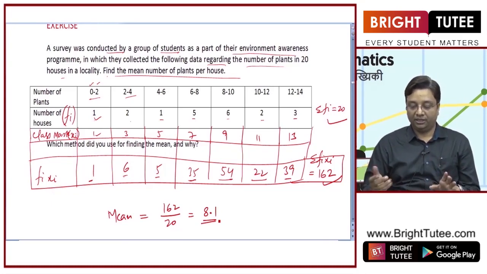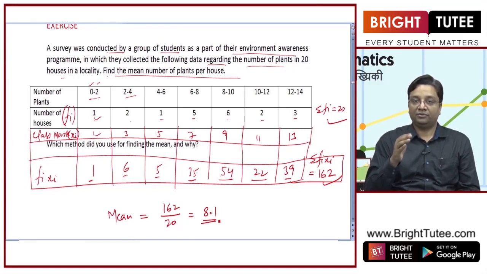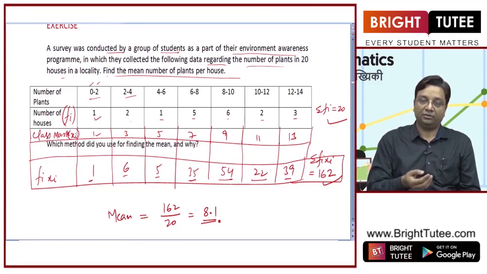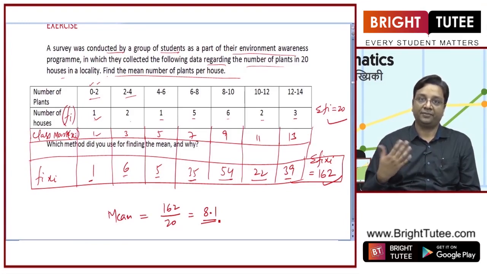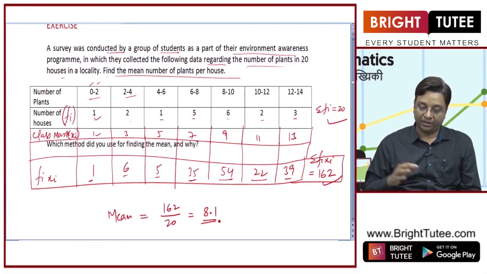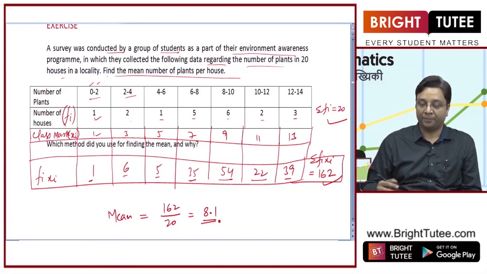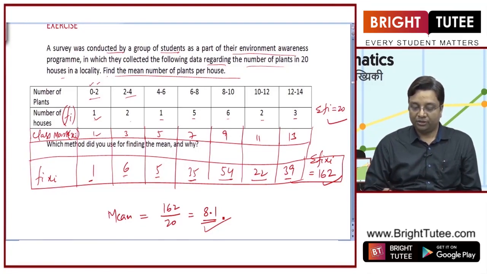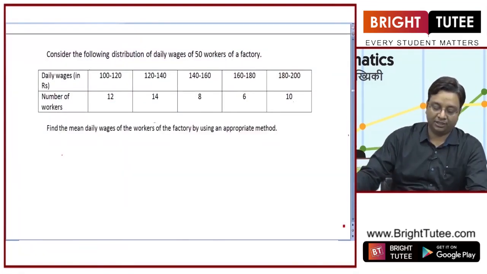It is not possible for the number of plants to be 8.1 in a house, but this gives you the idea. This gives you the mean number of plants per house, right? It is approximately 8, you can say, or exactly 8.1. So this was about this question. Let us look at this question here.